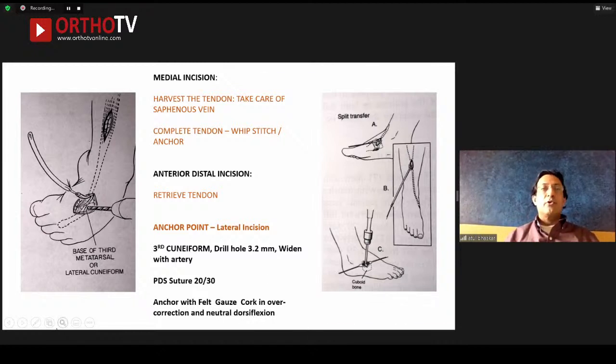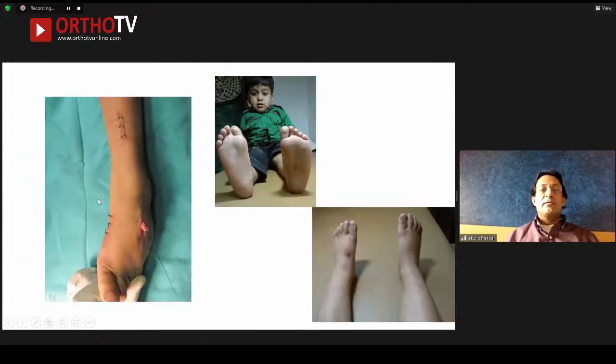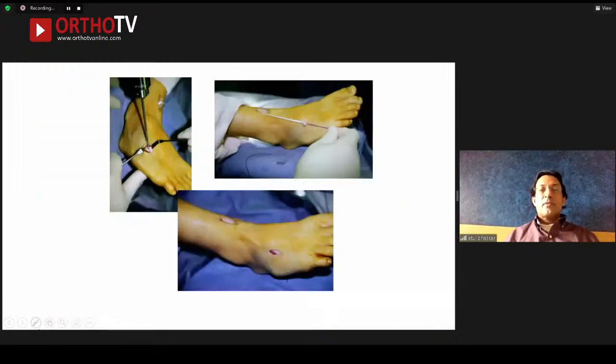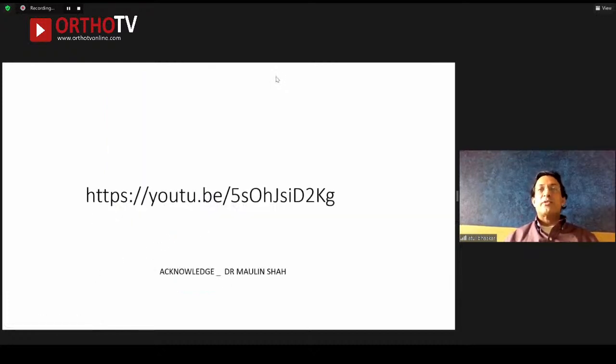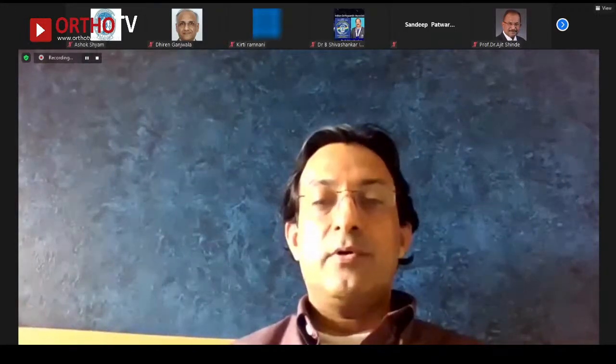So I'll just show the video also. This is an example of the 3-incision technique, and this is the result. So the incisions are very, very small. The video essentially is a 2-incision technique, which is Maulin's video. So I'll just share that. So I'll stop sharing this and I'll just share the other video.